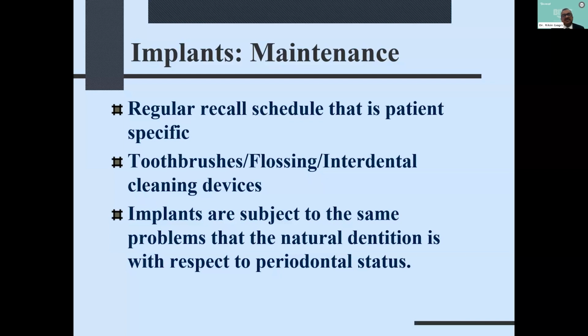Implants are subject to the same problems that the natural dentition has with respect to periodontal status. If there is food lodgement with a natural tooth, you will have cavities, you will have pockets, you will have gum infection. Similarly, even with implants, if you're not maintaining good oral hygiene, again the same thing: there will be food lodgement, there will be peri-implantitis, there will be periodontal problems, bleeding gums, and everything. So you have to maintain it the same way you maintain the natural tooth.